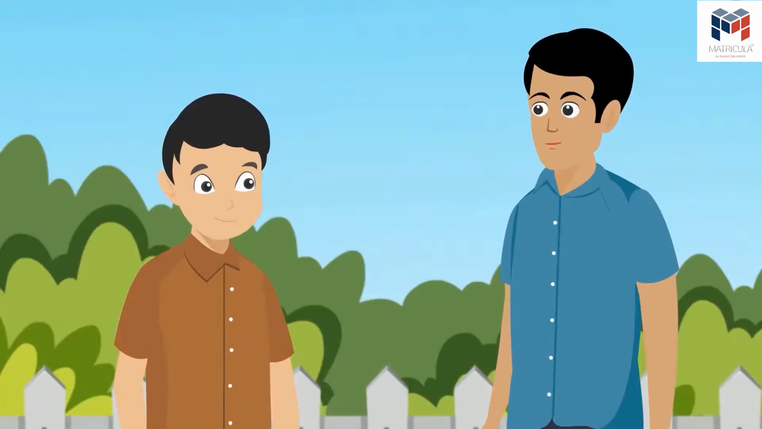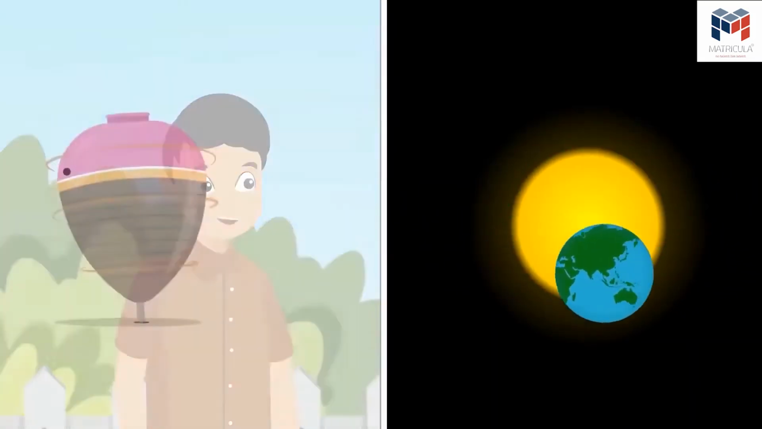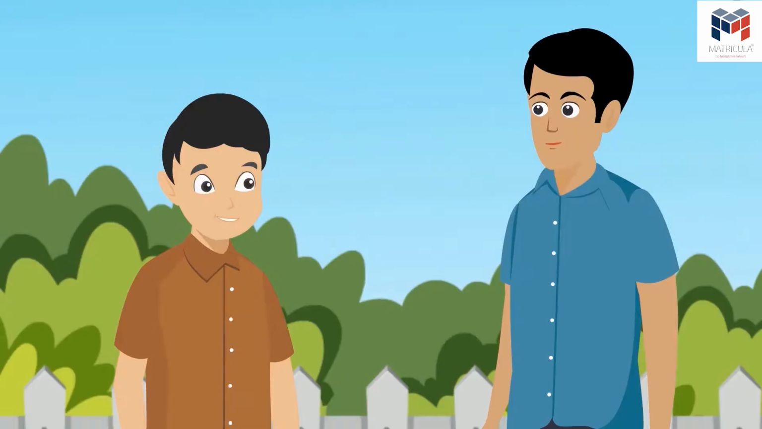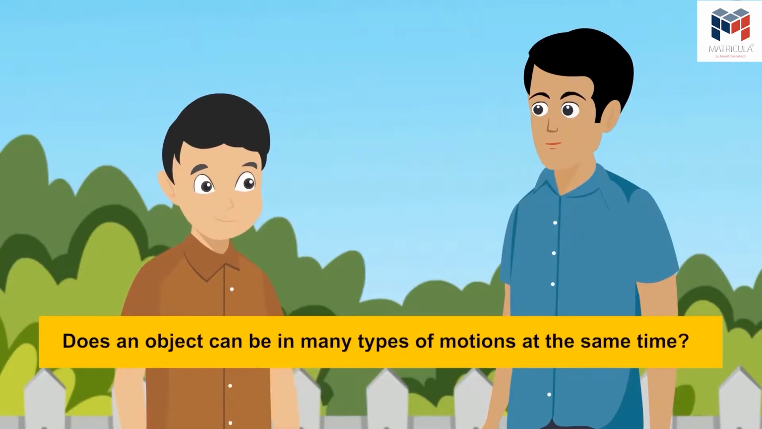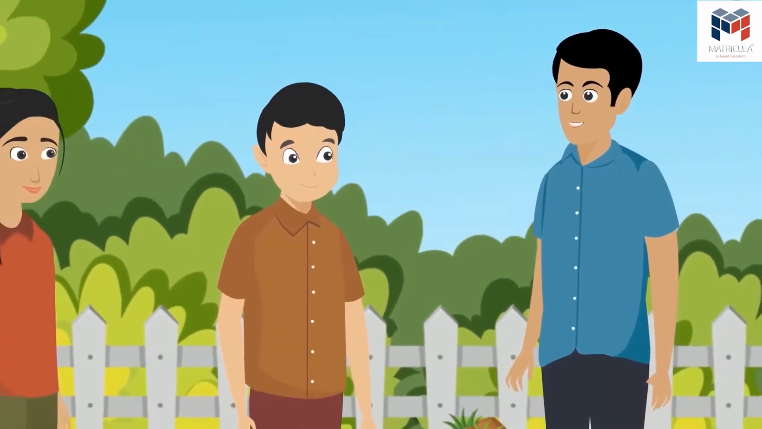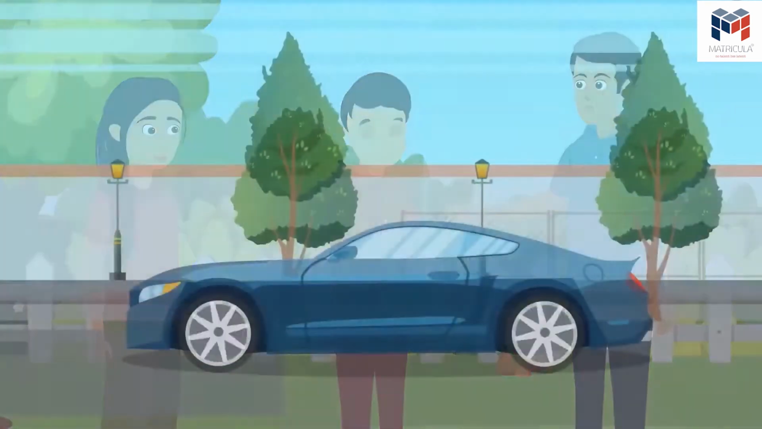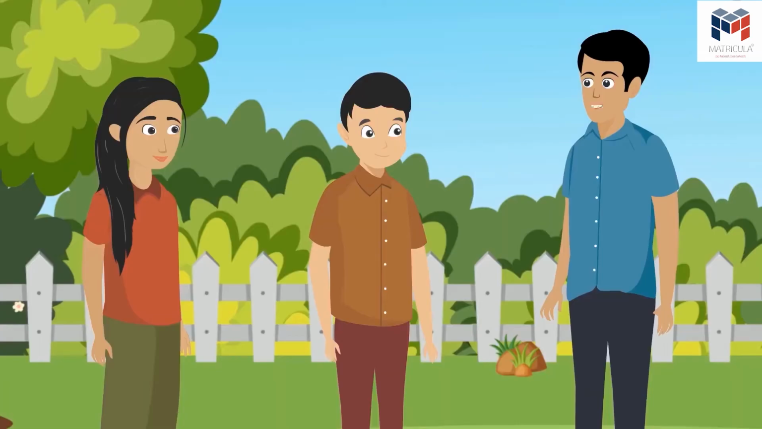Brother, I understood this, but I have another question. Earth revolves around the sun and rotates on its axis too. And the spinning top can also change its place while rotating. So, does that mean that an object can be in many types of motion at the same time? Very well, Pavan. And yes, you got it right. An object can be in more than one type of motion at the same time. For example, the tyre of a car rotates and moves forward as well. You kids can also rotate and move together.